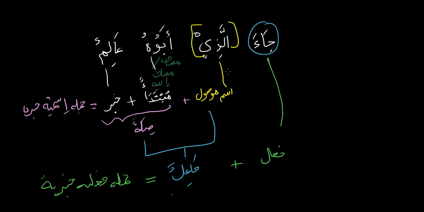So allazi is mawsula, and we know ism mawsul is followed by a sentence. Abuhu is mudaf ilayhi, which is mubtada. Alimun is khabar. So mubtada and khabar make jumla ismiya. Jumla ismiya is the sila. And ism mawsul and the sila together make the fa'il. Ja'a, who came? This person came, allazi abuhu alimun. So that's the fa'il, and fi'l and fa'il is jumla fi'liya khabariya.